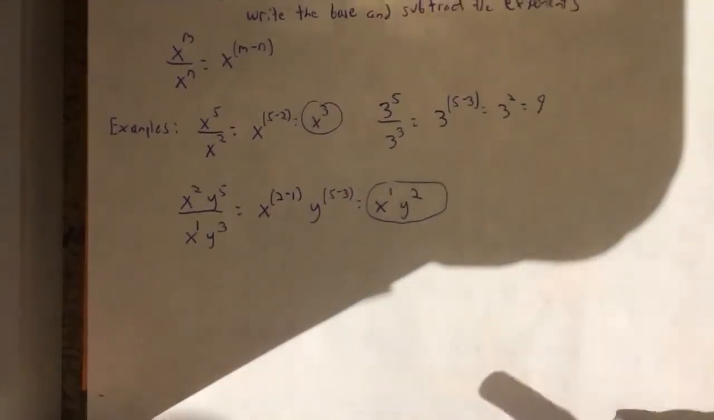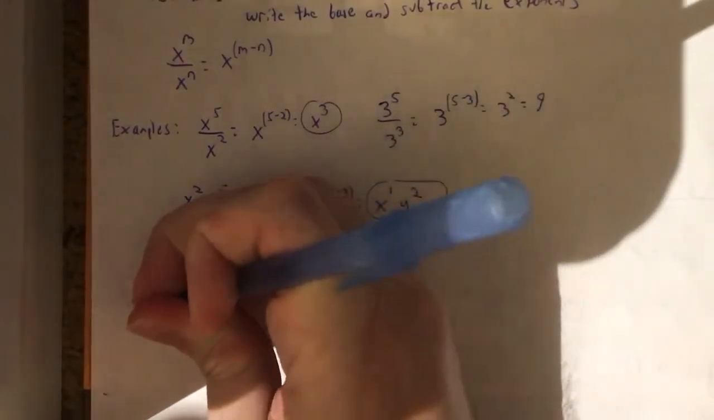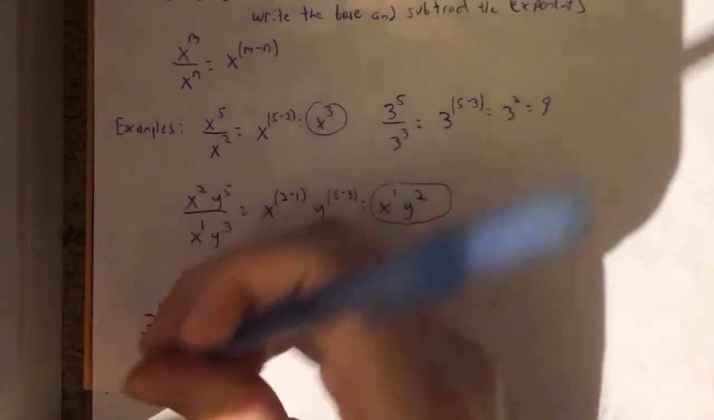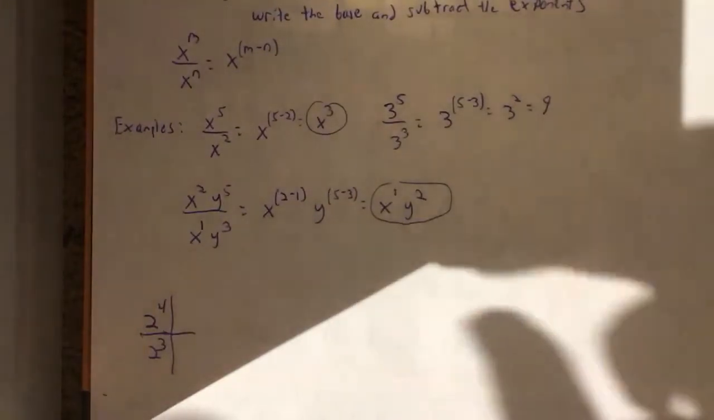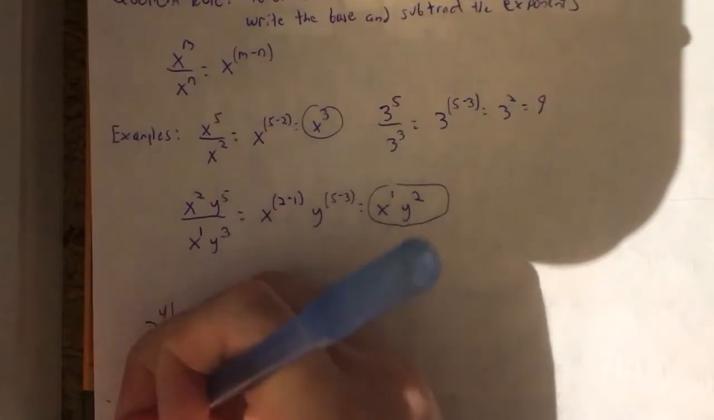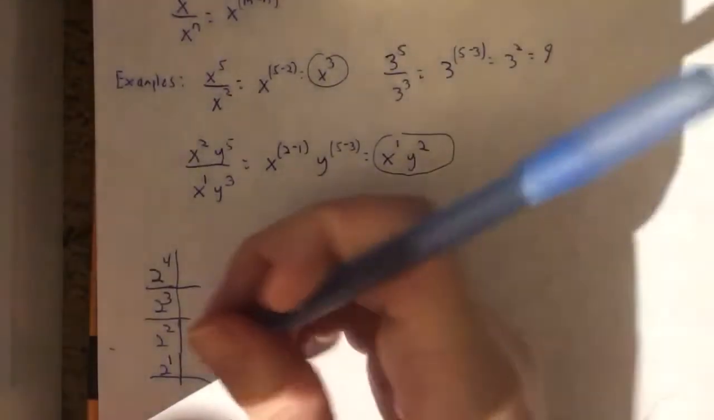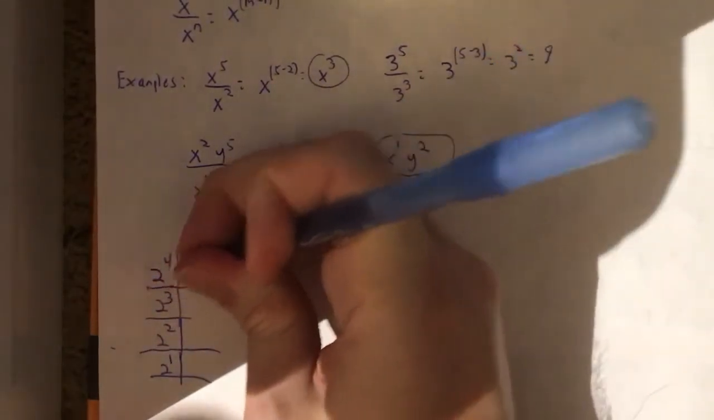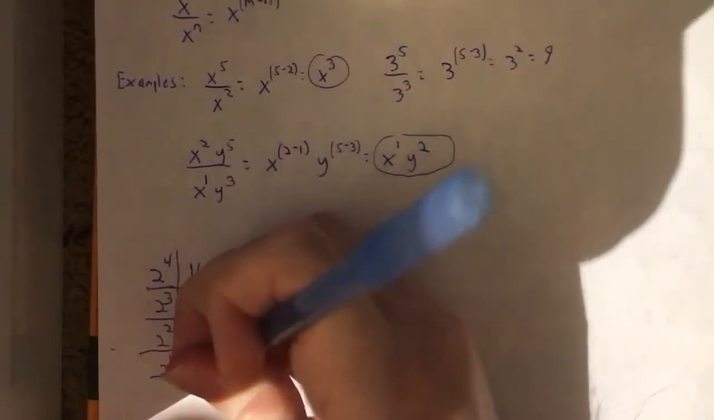So if I make a table, and I'll do this quick, let's do 2 to the 4th, 2 cubed, 2 squared, 2 to the 1st. If I do this on my calculator, 2 to the 4th is 16, 2 to the 3rd is 8, 2 squared is 4, and 2 to the 1st is 2.